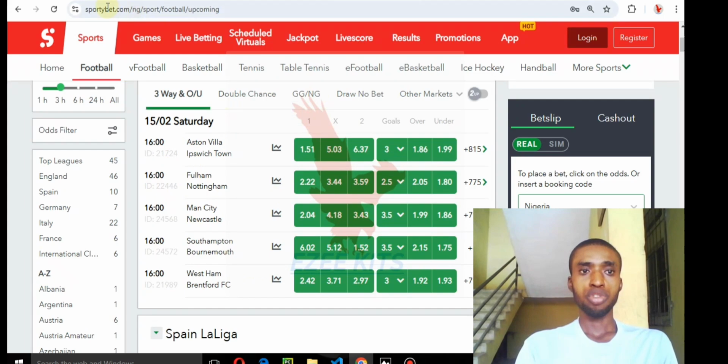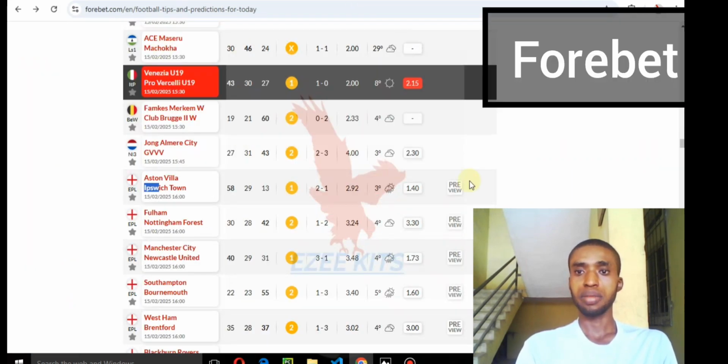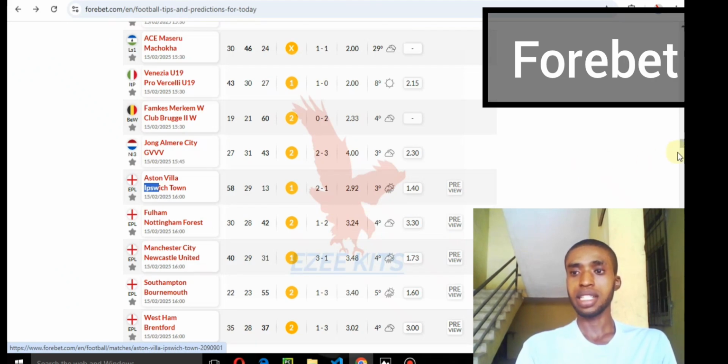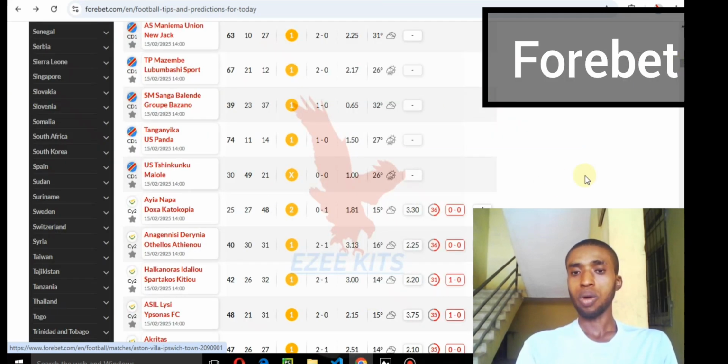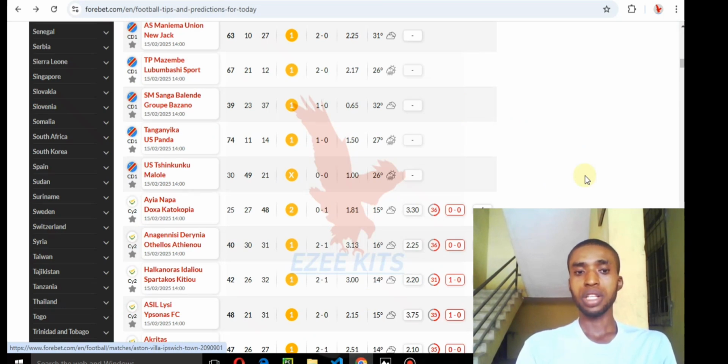On Sporty, the bookmaker has provided the three-way market, which is home win, draw, and away win. These are the odds provided. Let's say we're interested in the straight home win, which is 1.51 odd. So I'm going to head over to this 4bet. This 4bet is a prediction site, a tip site that can give you tips. We're going to use it to estimate our probability. It's not the ideal way, but we can make use of it for this tutorial. So let me search for Aston Villa.